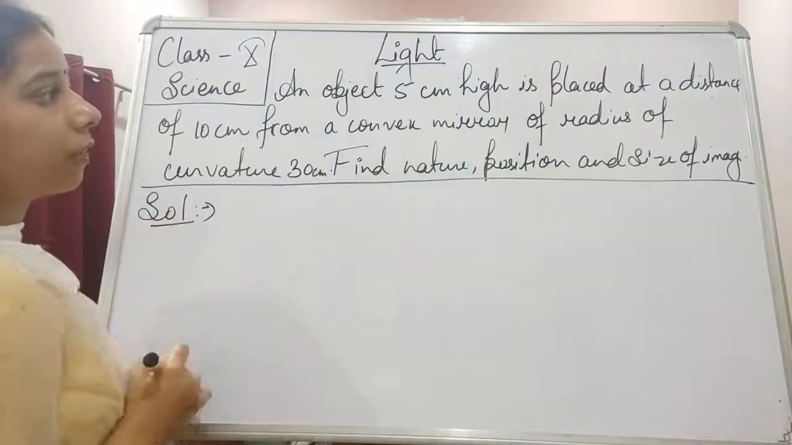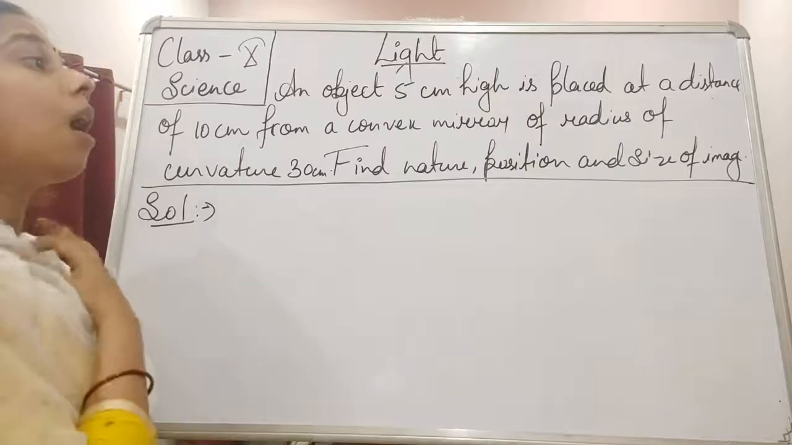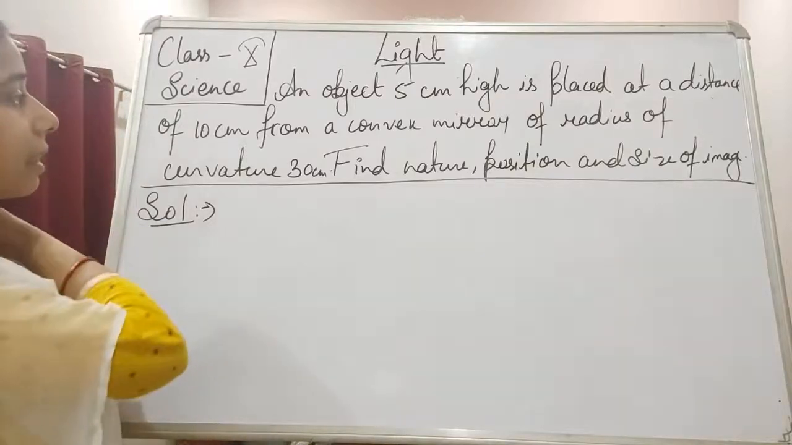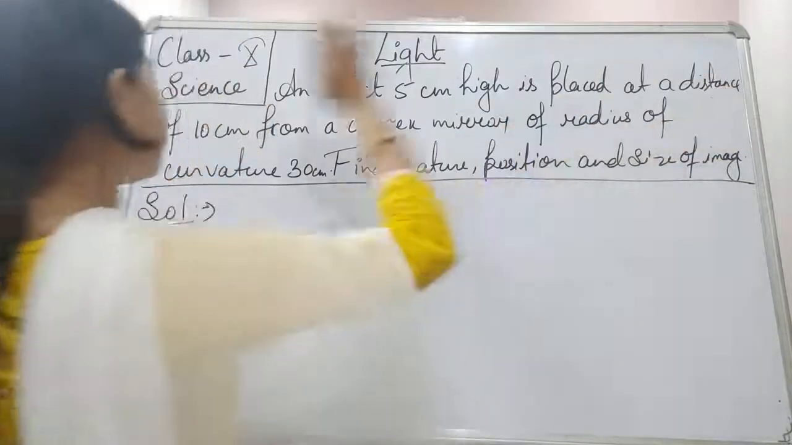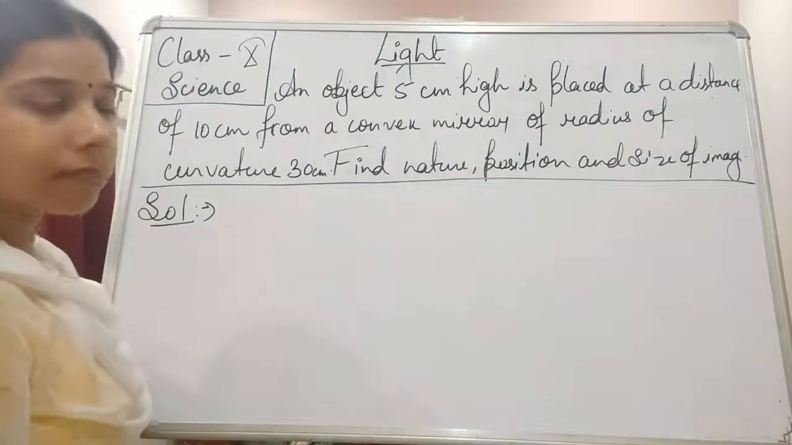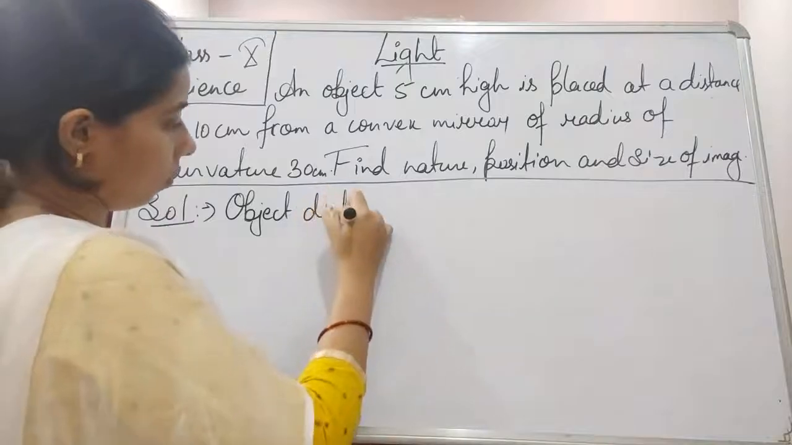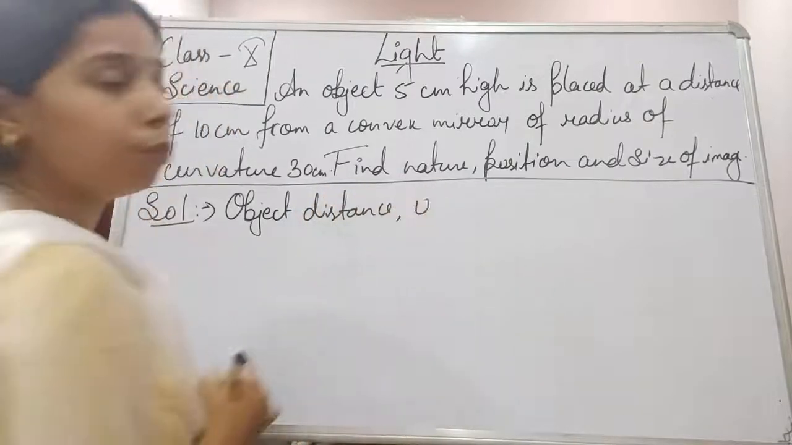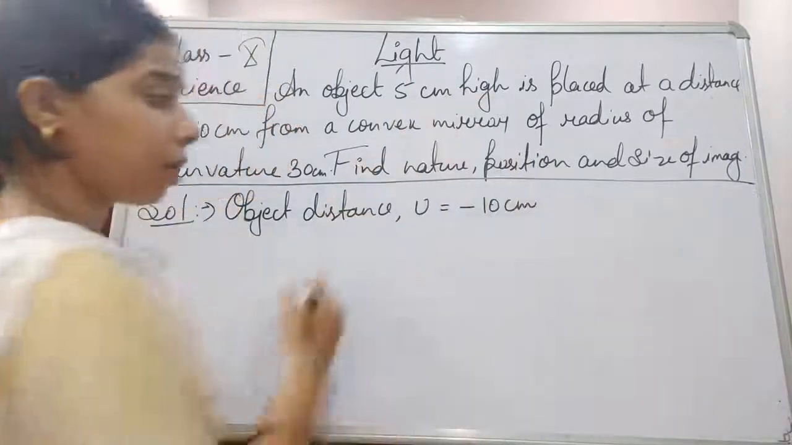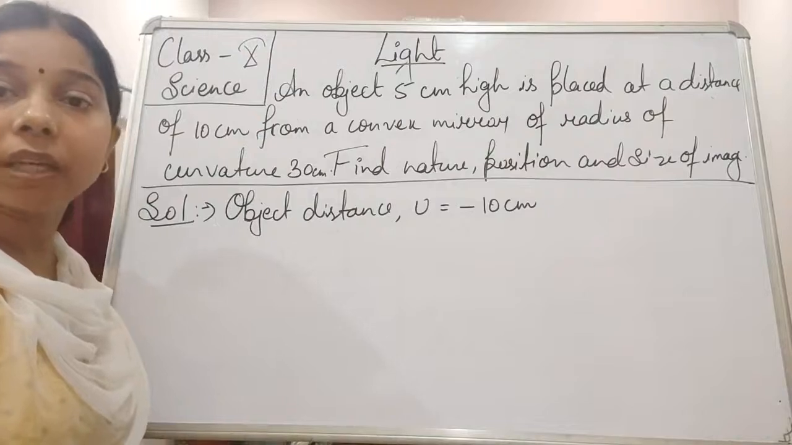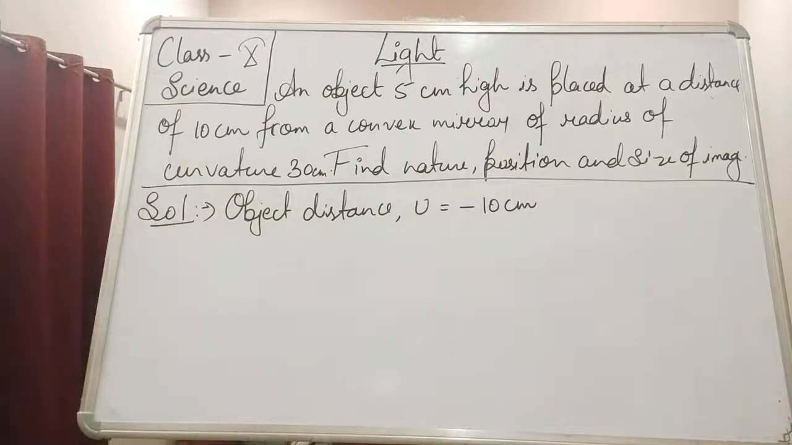What are the things which are given here? The first thing given, students, is that an object 5 centimeter high is kept at a distance of 10 centimeter from the convex mirror. So the object distance is given, which is represented by u. This will be equal to minus 10 centimeter. Why am I writing minus 10? Because we know that we are keeping the object at the left side of the mirror. So it will be minus 10 centimeter.